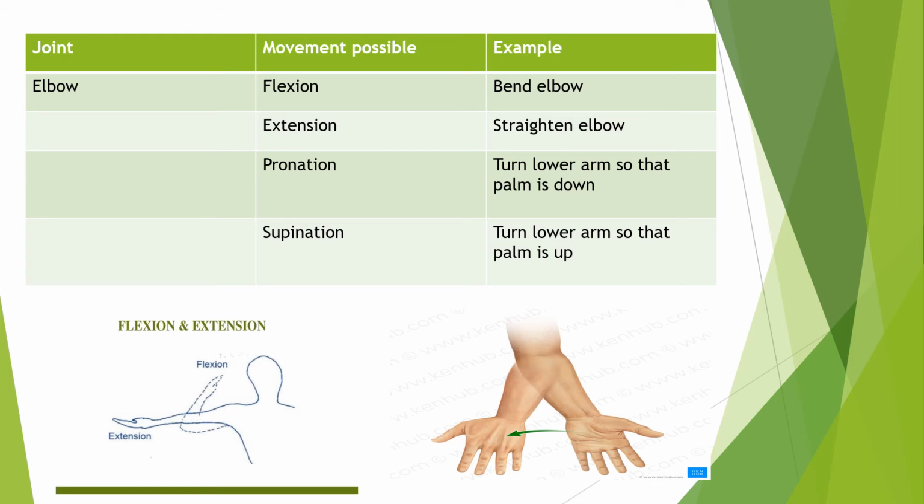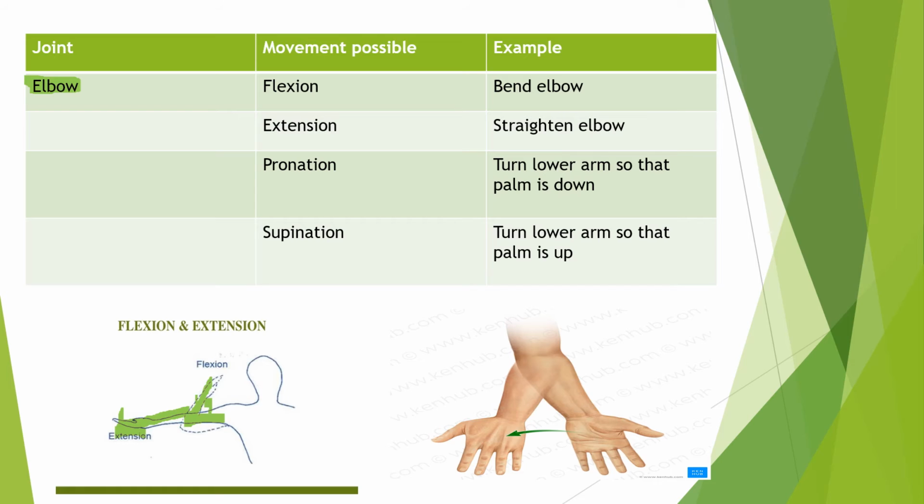Now we see the movement of the joint in the elbow. In the elbow: flexion, extension, prone and supine. This is the flexion, where you see the angle is decreased. The elbow is bent and the hand comes near to the head. And extension, the hand can go to the straight position. This is known as extension.